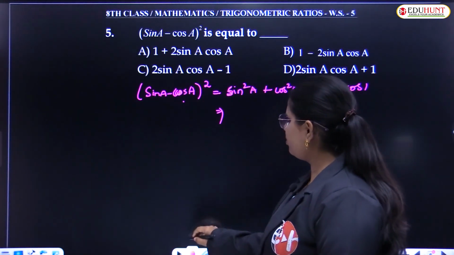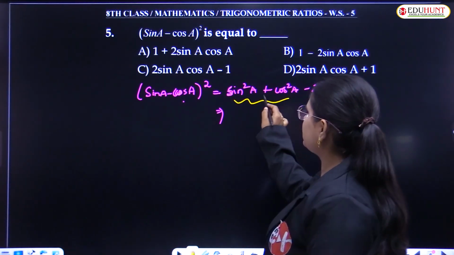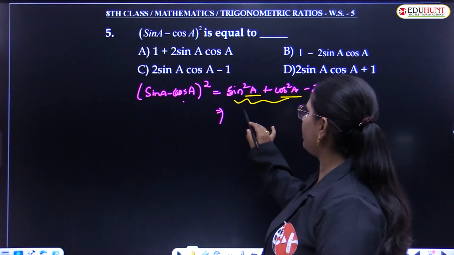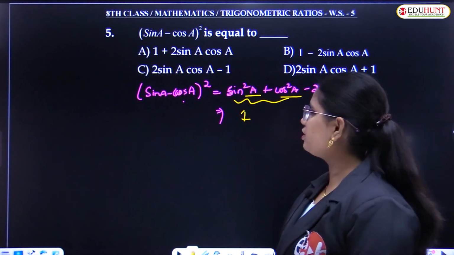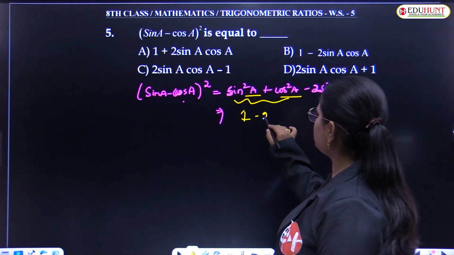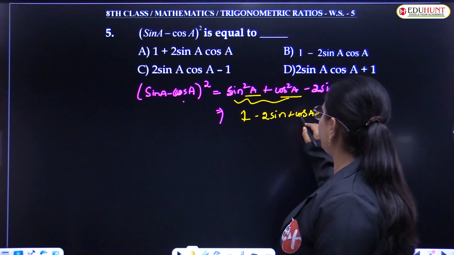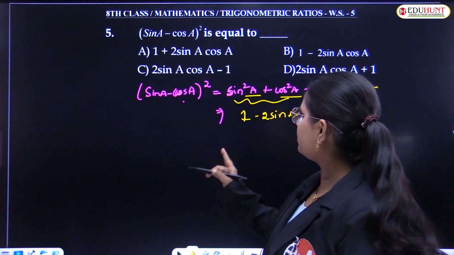So what do you know about A square plus B square? This is a trigonometric identity. Correct? Sin square A plus cos square A always equals 1. Always equals 1. Correct? So 1 minus 2 sin A cos A. Is this the answer?